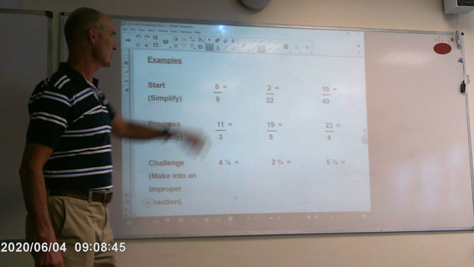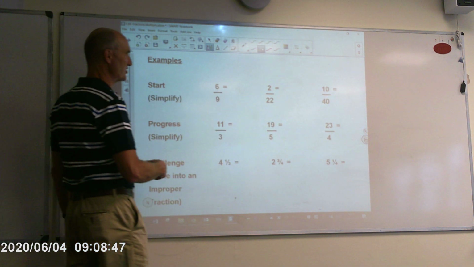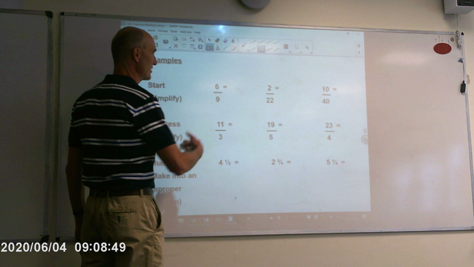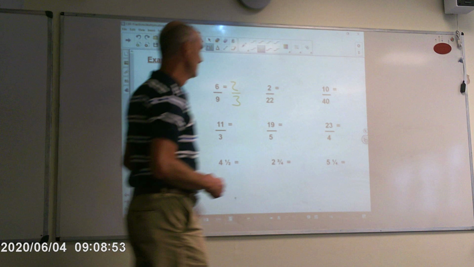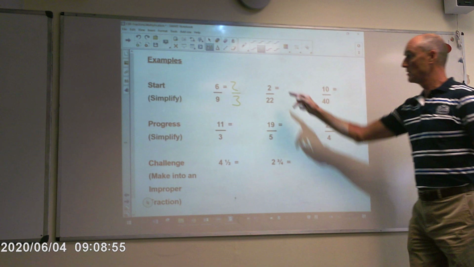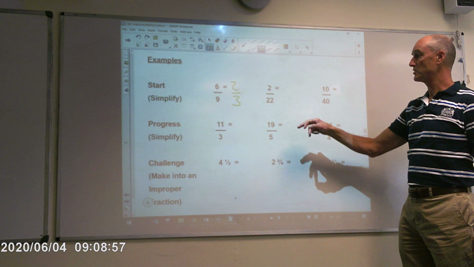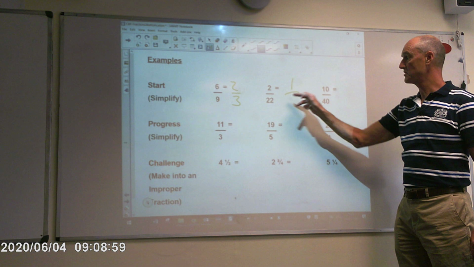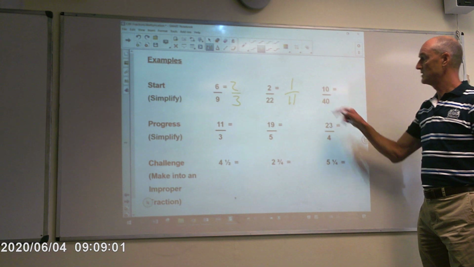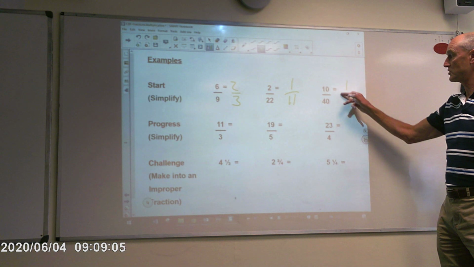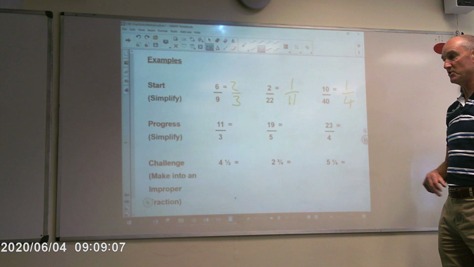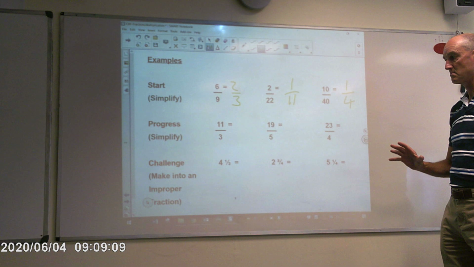Okay, 6 over 9. How does that simplify? 3 goes into both the 6 and the 9, 2 times and 3 times. 2 goes into 2 and 22 once and 11. 10 and 40. 10 goes into 10 once and 4. Nice and simple, hopefully, the first row.